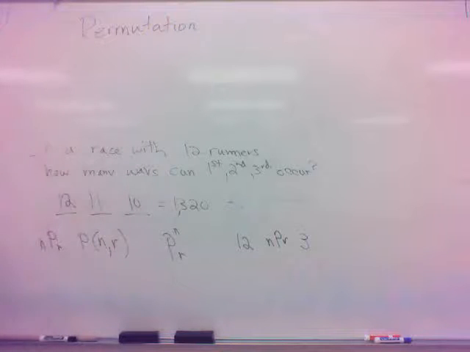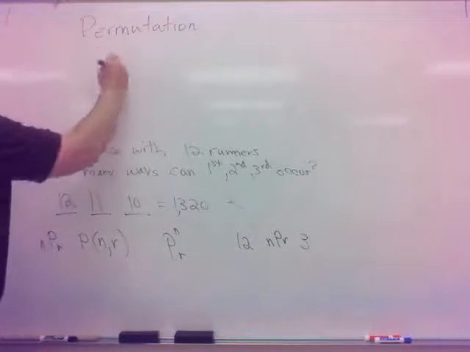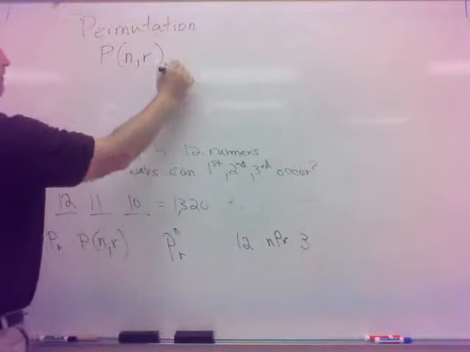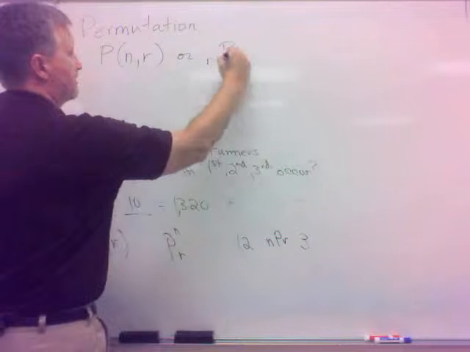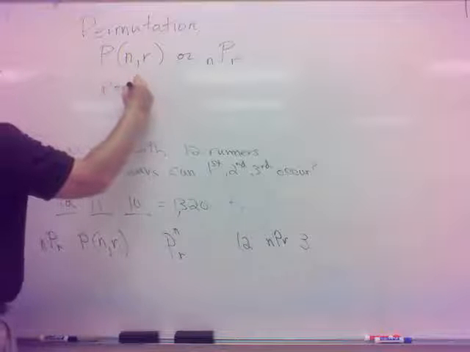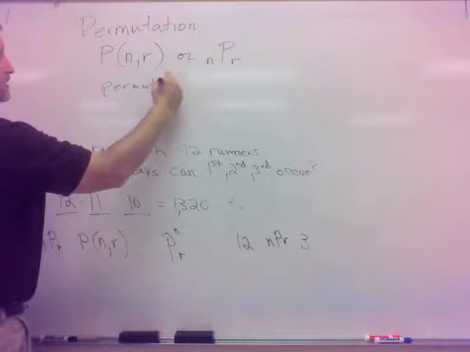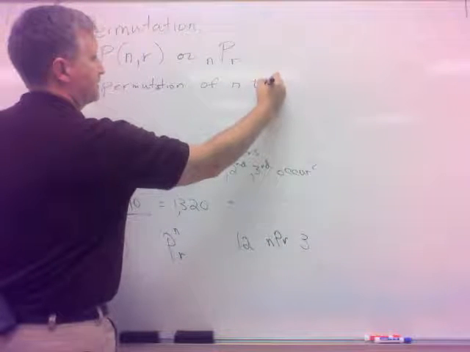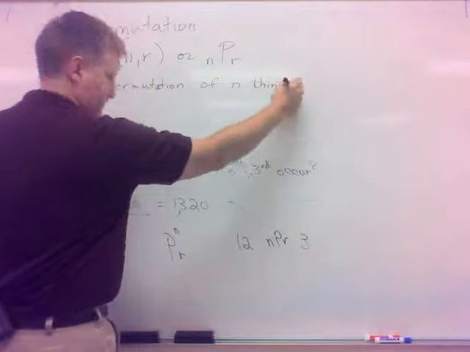So a permutation can be thought of as a partial countdown product where you start at a number and start going down, but you don't go all the way down. Okay? So nPr, as most calculators show it these days, but what that means is a permutation of n things taken r at a time.